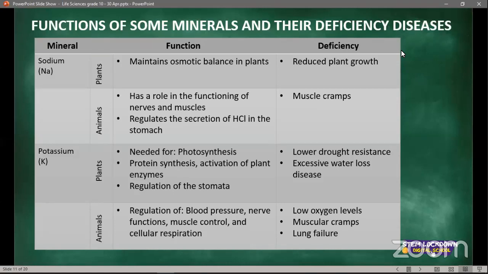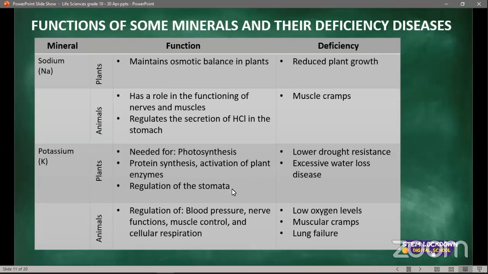To regulate the stomata. So the deficiency in potassium in plants leads to lower drought resistance and excessive water loss diseases in plants. Why is it excessive water loss diseases? Because it regulates the stomata.